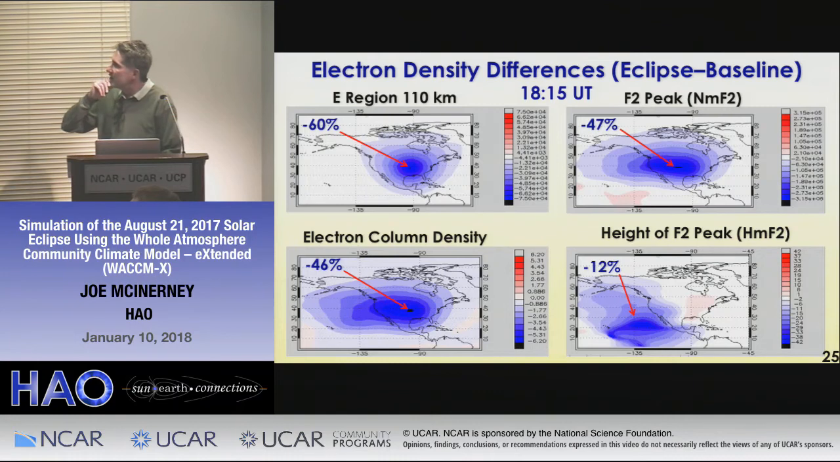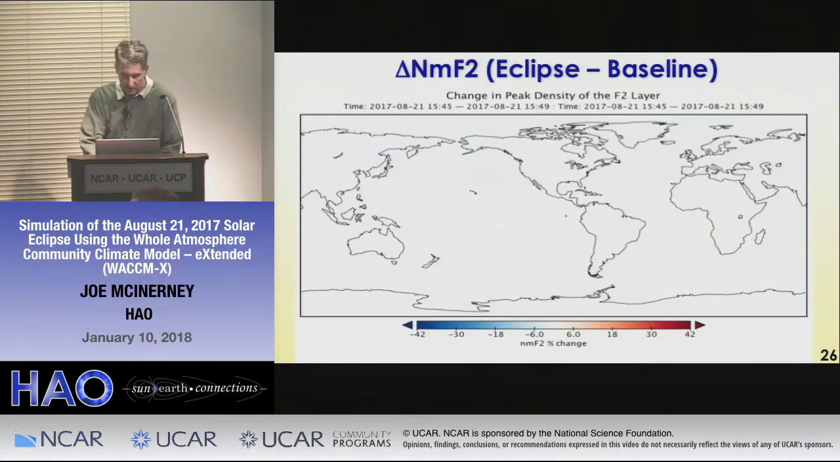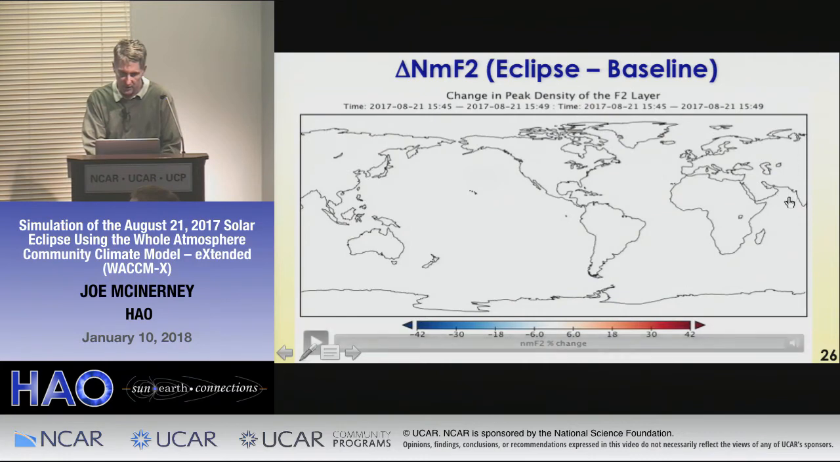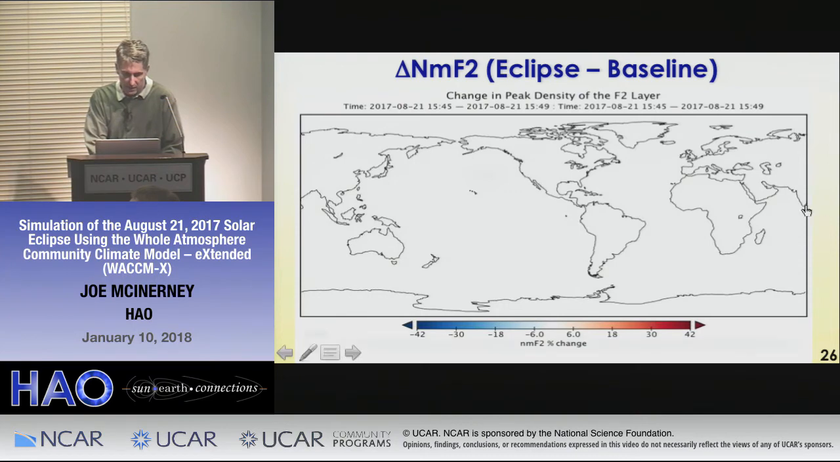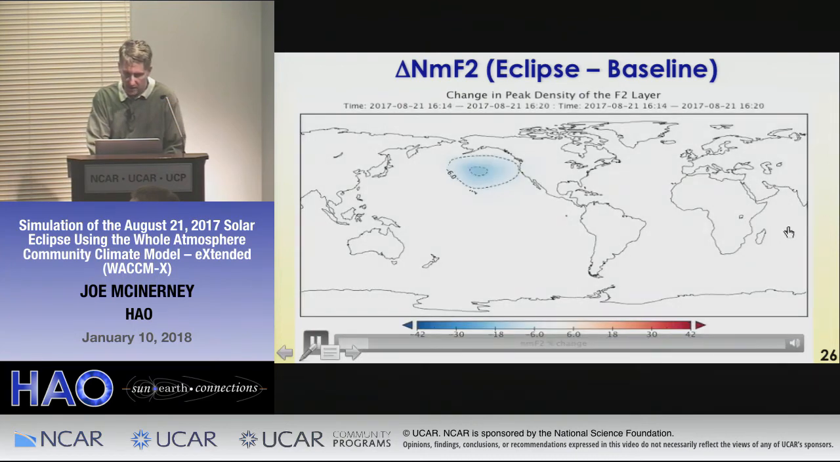But if we go back up to the upper right and talk about the F2 peak again, we can see that, as I said, there's this low latitude variability occurring during the eclipse. So we wanted to look at that a little further. So we put together an animation, and that's what this is. This is at the F2 peak, the electron number density. And if I can get this to play.